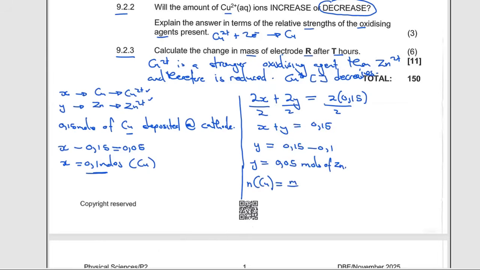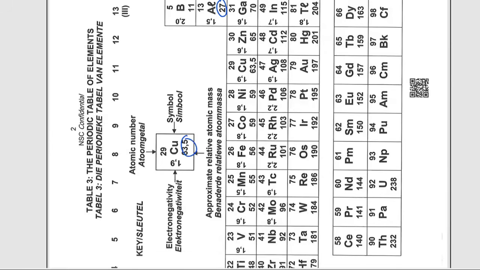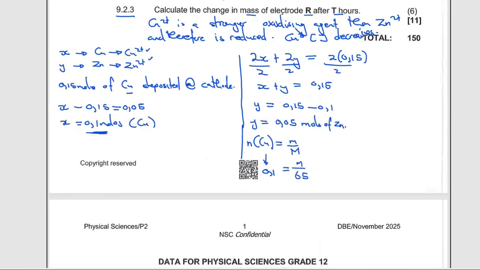n is equivalent to m all over M, right? The number of moles of copper that we have there, we know now is 0.1 moles. So 0.1 moles is equivalent to m, the mass that we're looking for, all over the molar mass of copper, which is 65, if I'm not mistaken. Is it 65 or 63.5? Let me check and confirm. Yeah, it's 63.5. So instead of 65, it is going to be 63.5, right?